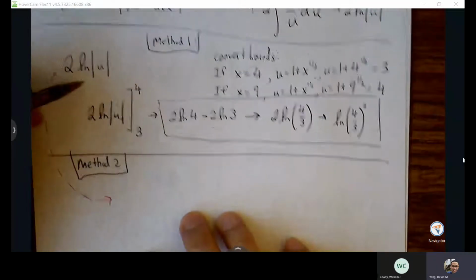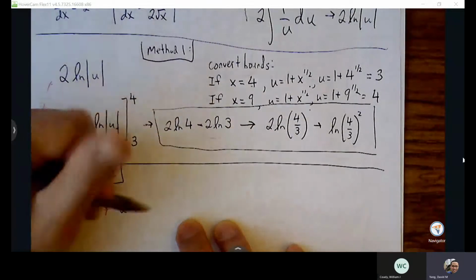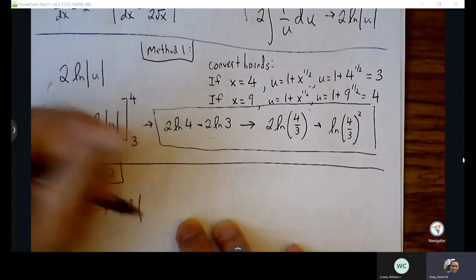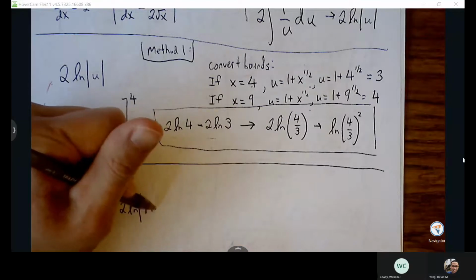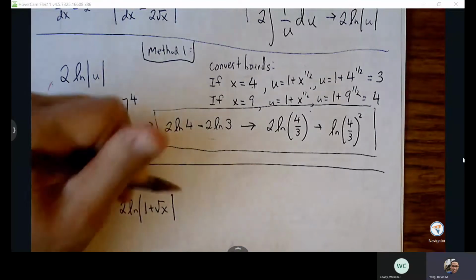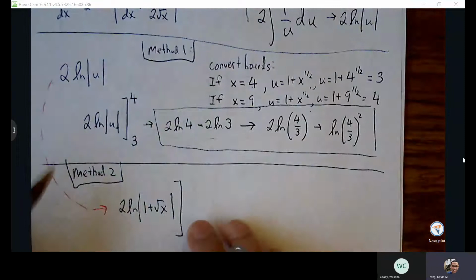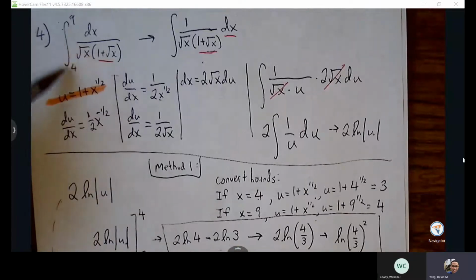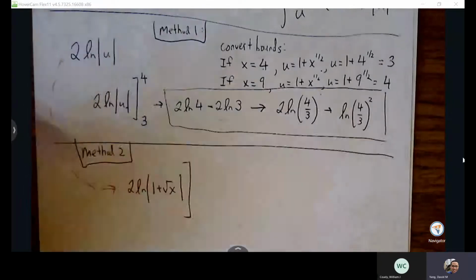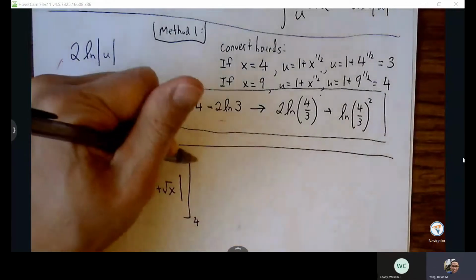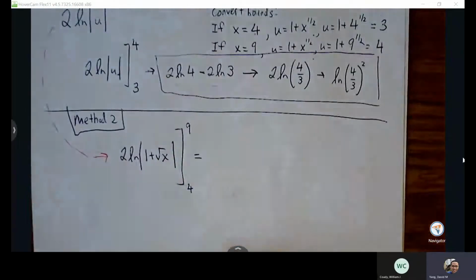The other method is taking your antiderivative and bringing the u back in terms of x, like you normally would. This is the method that I think many students prefer to use, which is fine. And then once you bring your u back in terms of x, then you're free to use the original bounds because the original bounds are also presented to us in terms of x. We should get the same answer.